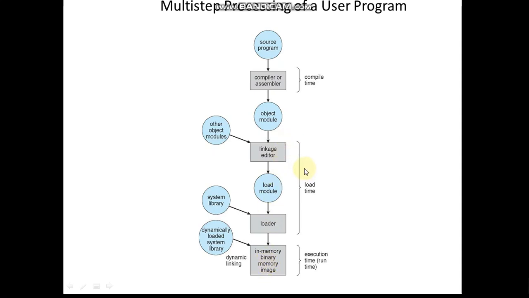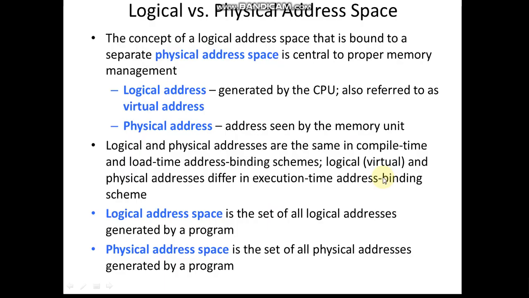When memory is assigned at this point, we call it load time, and sometimes it is postponed until execution time. If it is done at that time, we call it runtime address binding or execution time address binding. We also know that some system library files are loaded statically, and they can be loaded dynamically during execution time also. So what is a logical address and what is a physical address, and what are logical address space and physical address space, that we'll look into in this particular slide.